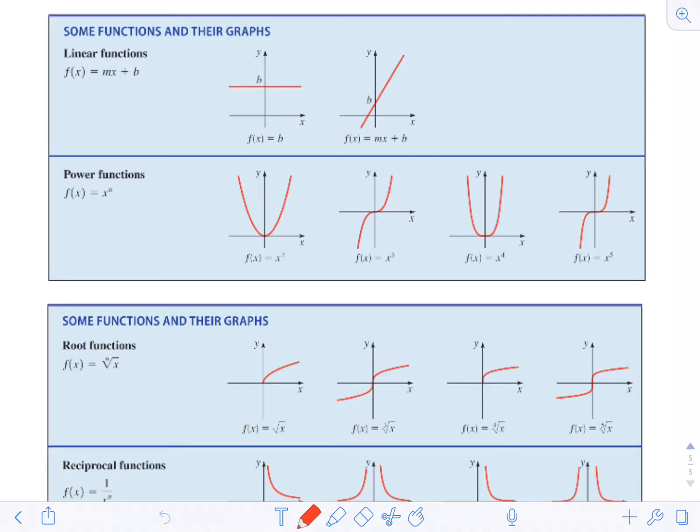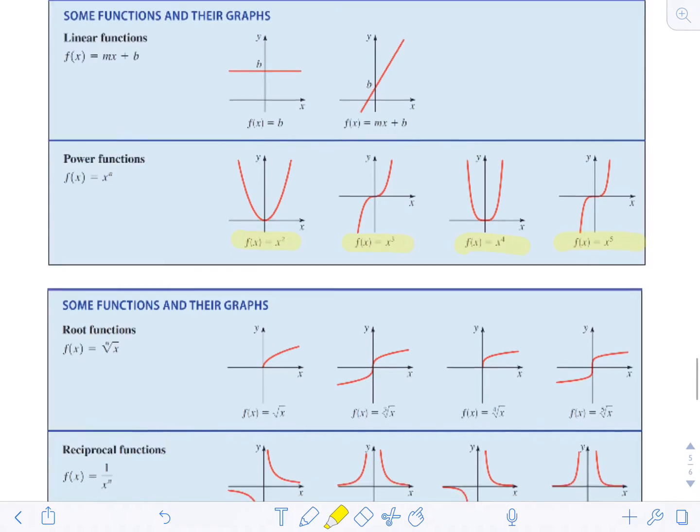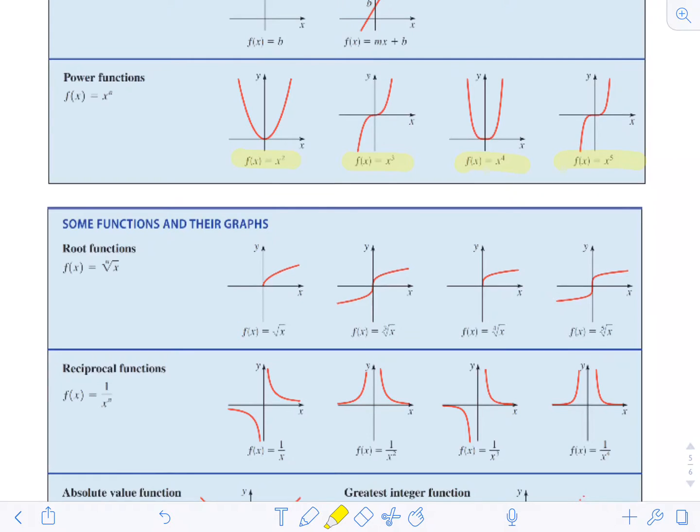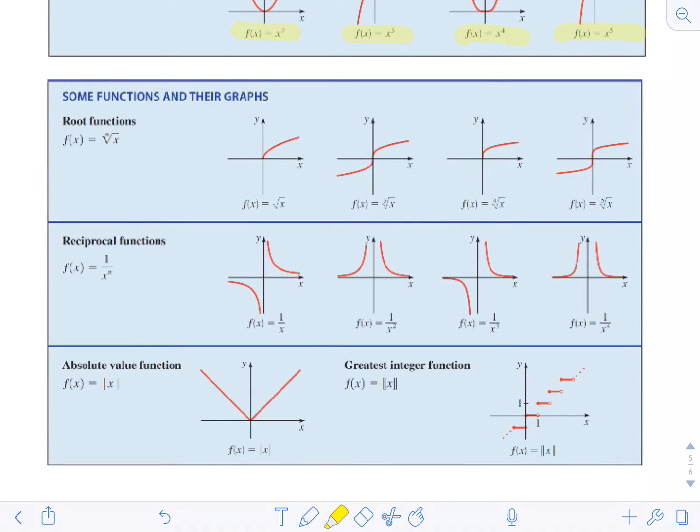One, we've got linear functions, power functions. Power functions are x squared, x to the third, x to the fourth, x to the fifth, etc. We have root functions, which you guys need to know. 1 over x are rational functions, reciprocal functions, they call them here. And then absolute value function and greatest integer function. So this one's also often called the step function. So you need to know those. So go through and study them, know them. I expect that you know them.